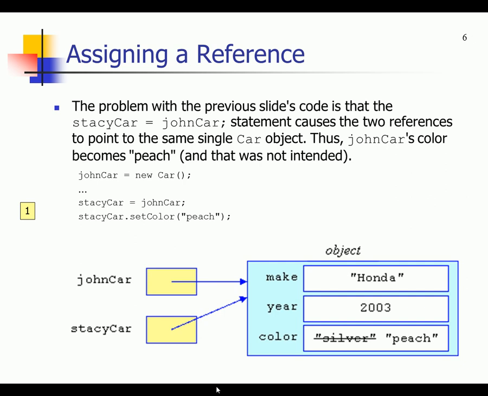So Stacy car equals John car, statement causes the reference objects to point to the same object. Thus, John's car becomes peach, which we saw. Okay? So what happened is when we had John car and we set all those values, Stacy's car really points to the same memory location as John's car. So when we changed Stacy's color to peach, John's car also changed, just like our mice, or whatever. Okay? Or my office, exactly.